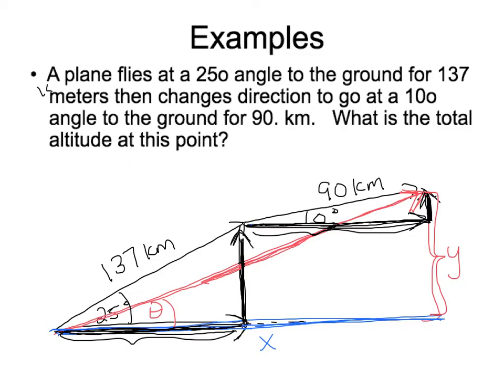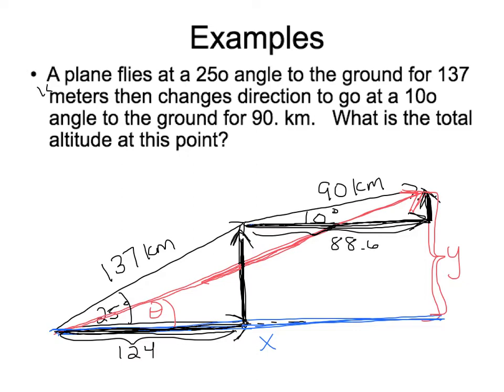Okay. Now, you'll have to go through and probably calculate yourself what's going on here, but when I go cosine of 25 times 137, I get 124. When I do cosine of 10 times 90, I get 88.6.